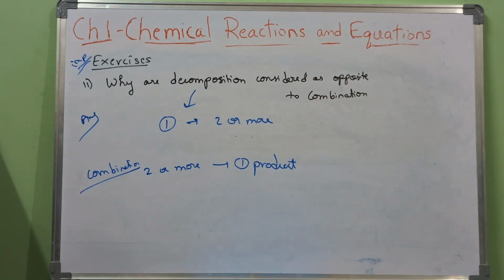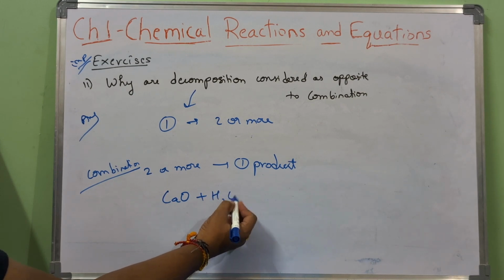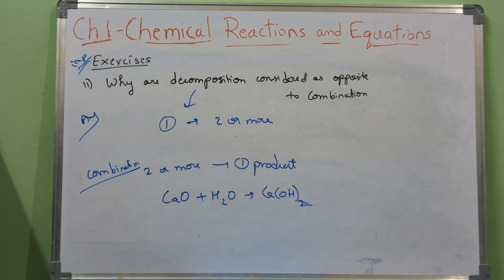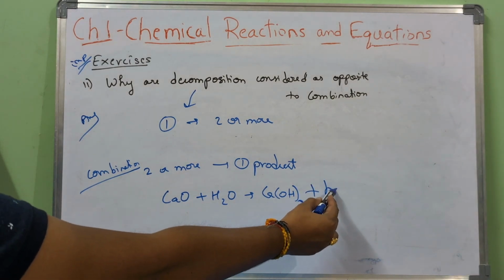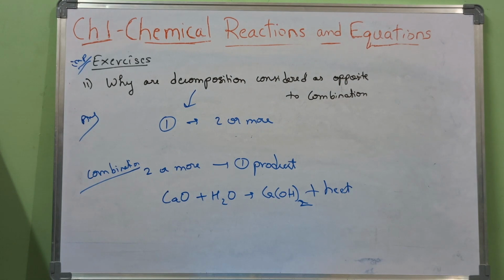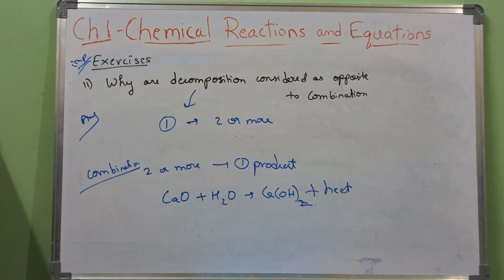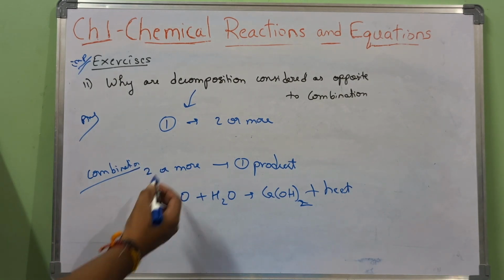So let's see the examples. For combination, which I already explained in the previous part, CaO plus water gives rise to calcium hydroxide. Most of the combination reactions are exothermic. They release heat, whereas most of the decomposition reactions, where one is splitting into multiple, require energy, and I will explain with the help of an example.